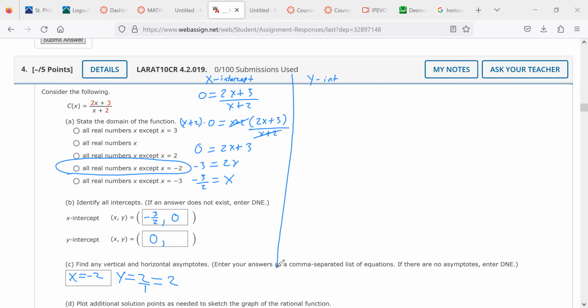Y-intercept, you just plug in 0. So in other words, input 0. It just so happens that it's 3 halves. That's funny. Weird.